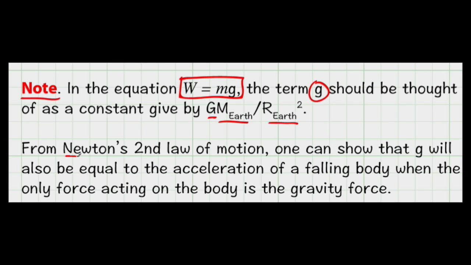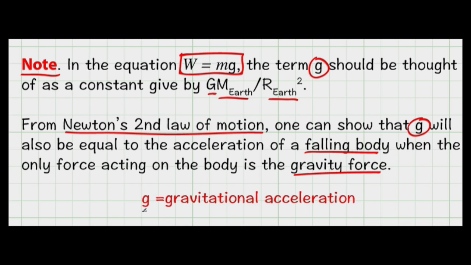Using Newton's second law of motion, sum of forces equals mass times acceleration, one can also show that this constant will be equal to the acceleration of a falling body when the only force acting on the body is the gravity force. Thus, it is common to label the constant g as gravitational acceleration. But this idea really comes from a different law of physics. And so when I'm using W equals mg, I'm thinking of this as a constant given by these terms here.